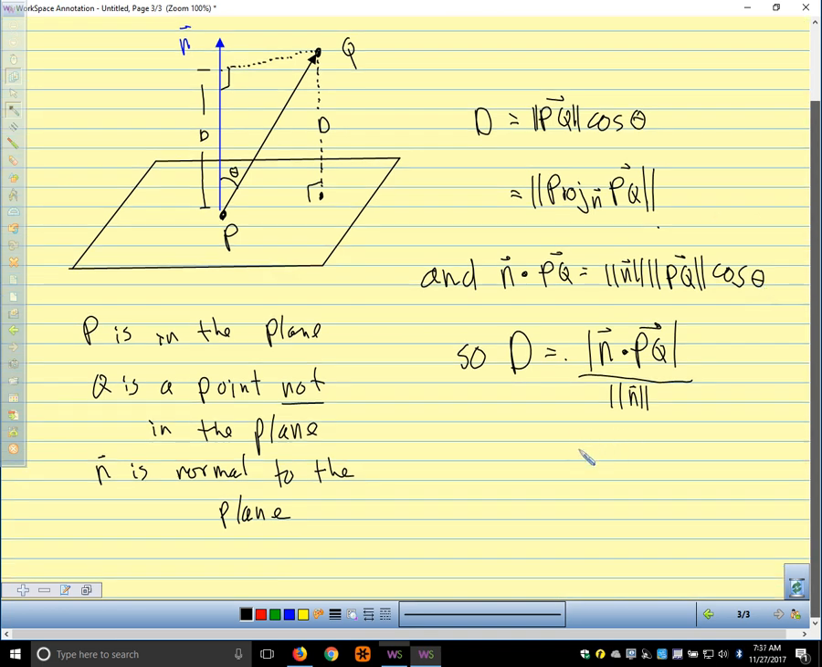So wait, since planes are infinite, how can we find the length of the normal vector, like the magnitude of it? Because you can just find a normal vector. Oh, so it's any normal vector. Yeah, you could find the unit vector normal to the plane, but you don't have to. You can use any, as long as it's normal to the plane, you're good.